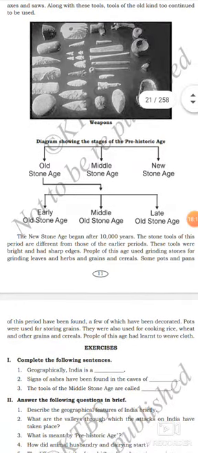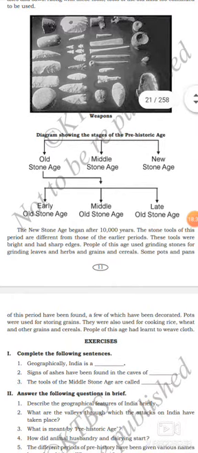Observe the picture, dear students. These are old weapons, meaning ancient people's weapons. See the diagram, observe. Diagram showing the stages of the prehistoric age. The Old Stone Age can be further classified into three categories. They are early Old Stone Age, middle Old Stone Age, and late Old Stone Age. Then the second one is Middle Stone Age. The third one is New Stone Age. Observe that diagram carefully. You will understand.